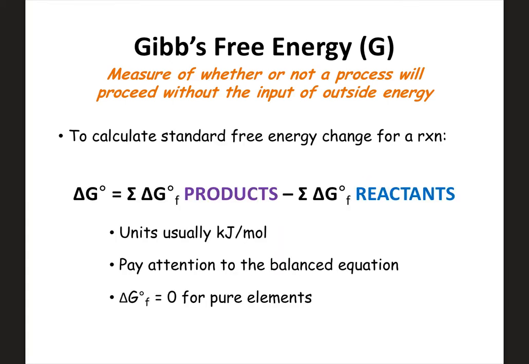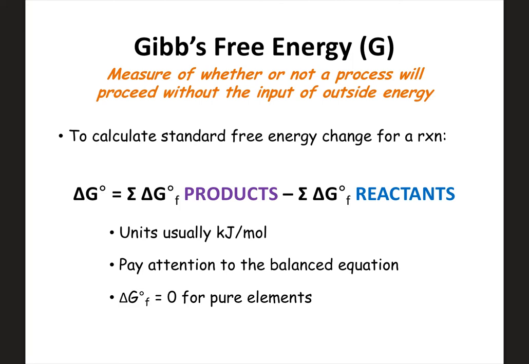If you want to calculate the standard free energy change for a reaction, we're going to be using an equation that's very familiar to us. It's going to be all of the delta G of your products minus all of the delta G of your reactants. Again, this is not really a new equation. It's given on your equation sheet, just like your delta H, delta S equation. It's basically the exact same equation, all of your products minus all of your reactants.